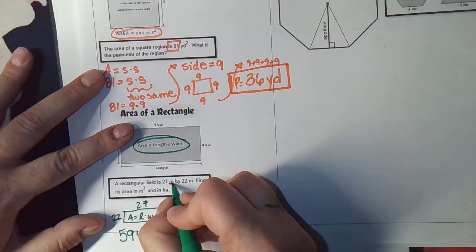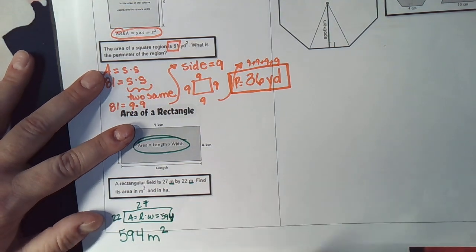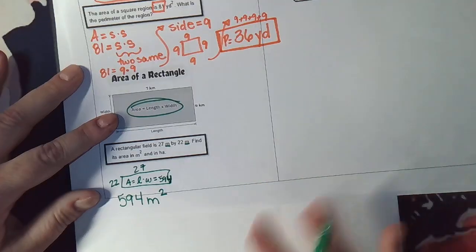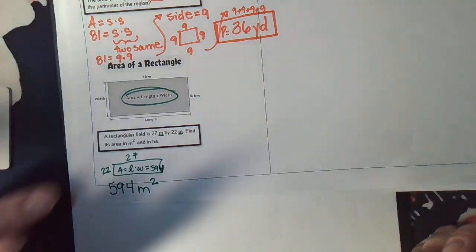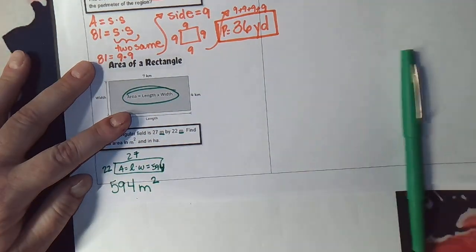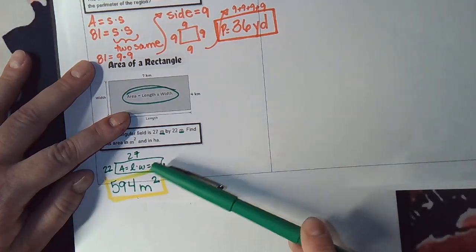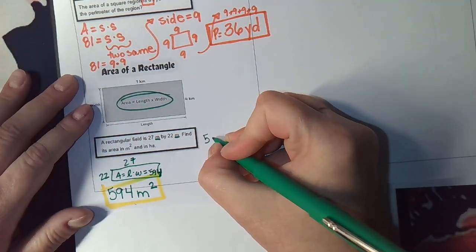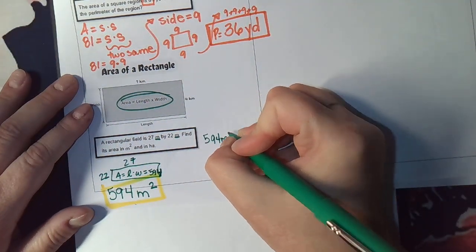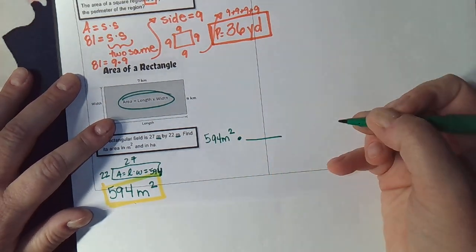What are my units? Meters, meters. Area is squared because it's two-dimensional. We multiplied two dimensions together. So this is my area. But now it says find it in meters squared, which we did. So this is for sure an answer. But then it also says hectares. So I don't even know if I'm saying that right. So let's take that 594 meters squared and convert it to hectares.